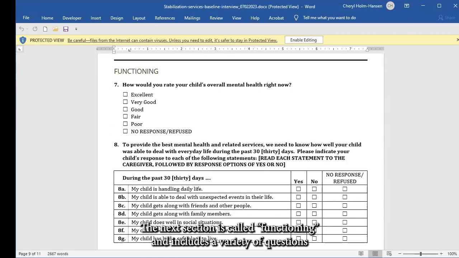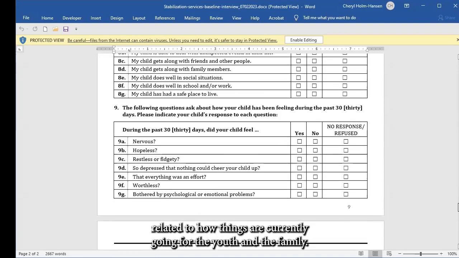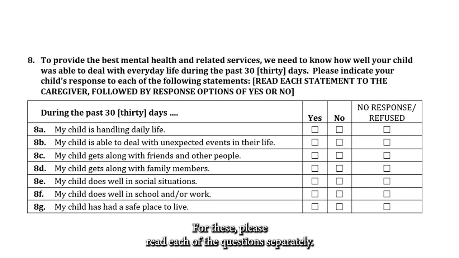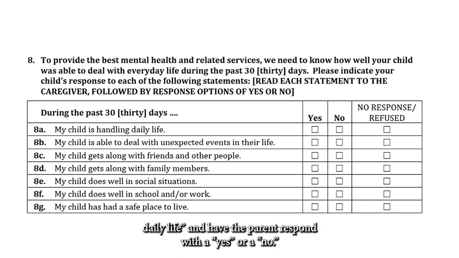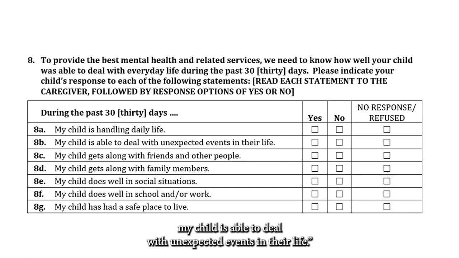The next section is called functioning and includes a variety of questions related to how things are currently going for the youth and the family. Some questions are formatted as a grid, such as this one. For these, please read each of the questions separately. For example, you would ask, during the last 30 days, my child is handling daily life, and have the parent respond with a yes or a no. Then you would ask them the next question. During the past 30 days, my child is able to deal with unexpected events in their life.